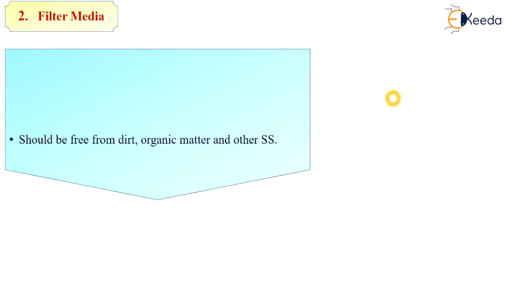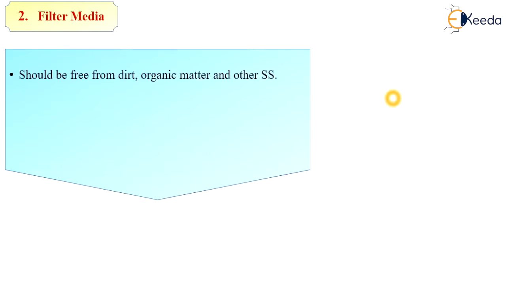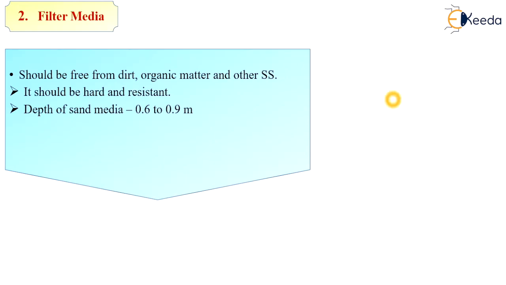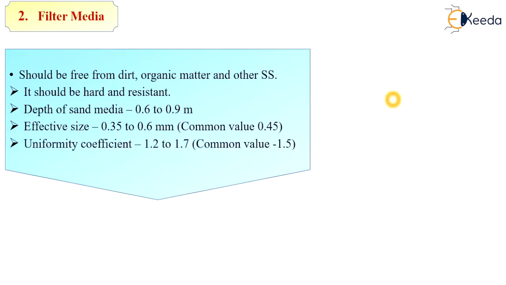The second component is filter media. It should be free from dirt, organic matter and other suspended solids. It should be hard and resistant. The depth of sand media is 0.6 to 0.9 meter. The effective size of sand particles is 0.35 to 0.6 mm. The uniformity coefficient is less as compared to the slow sand filter, that is, 1.2 to 1.7.